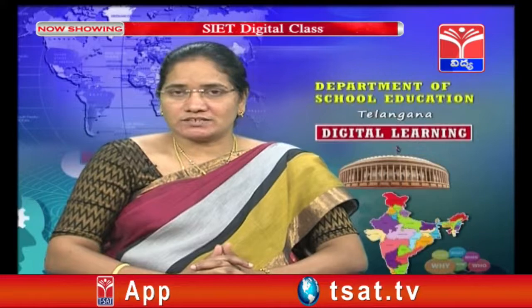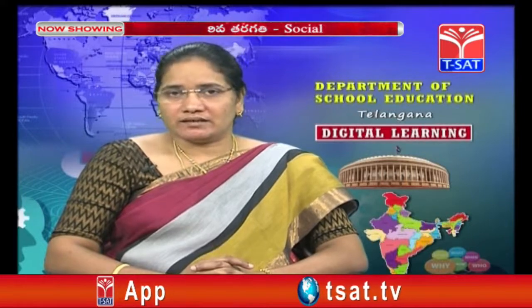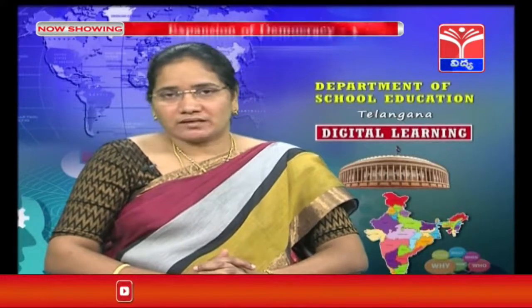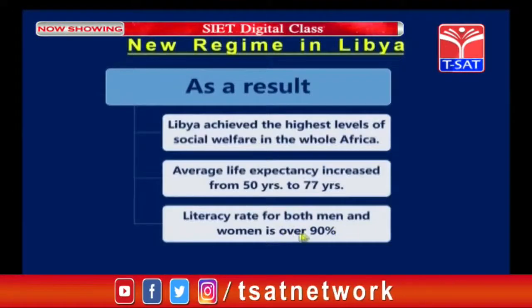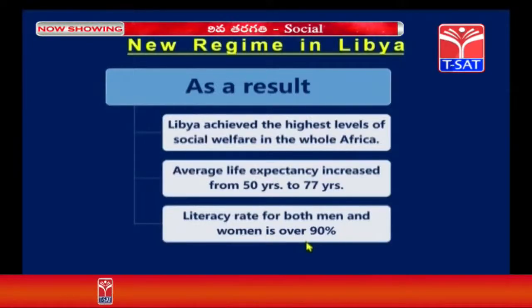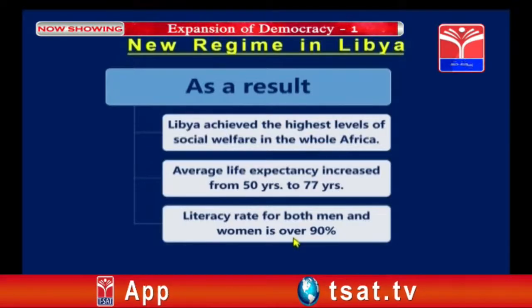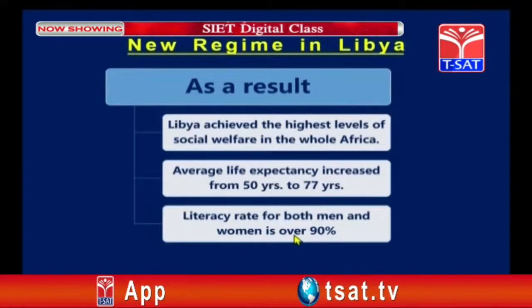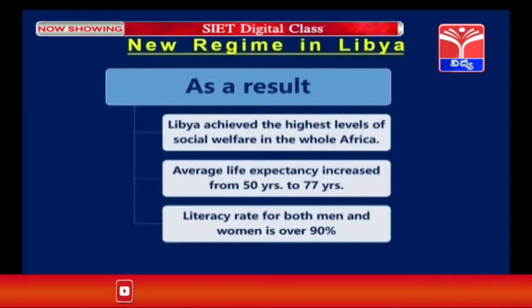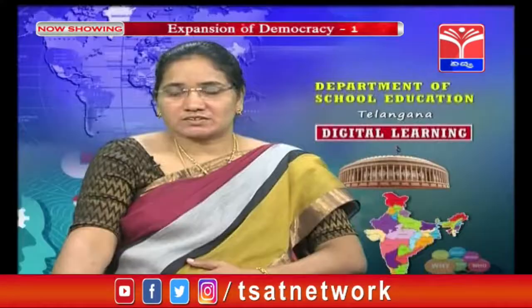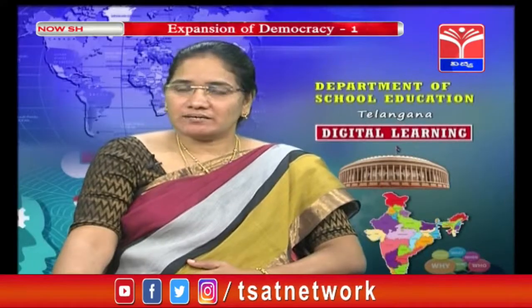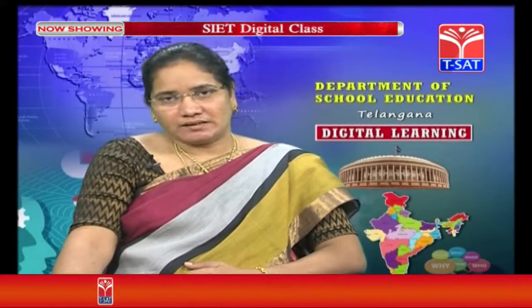They were health conscious and they were taking care, and free medical camps were done. The life expectancy increased. And the literacy rate for both men and women is over 90%. This is also the biggest achievement of this country. Previously in Libya most of them were illiterates. Now more than 90% are literates. So a fast development took place in Libya.